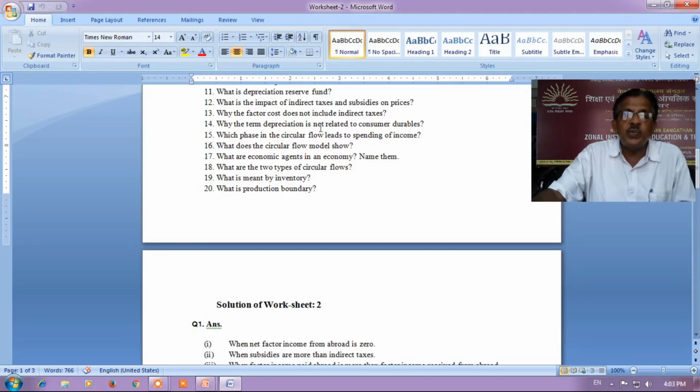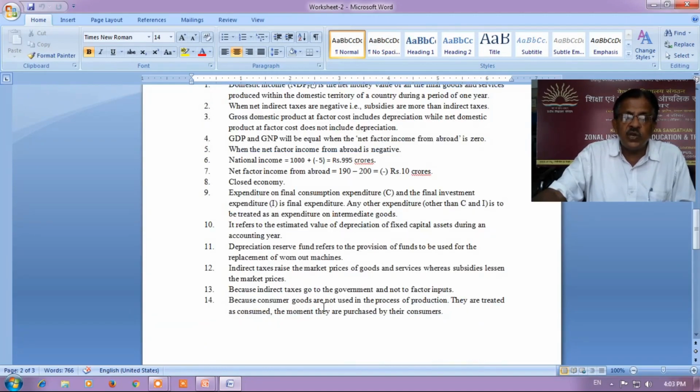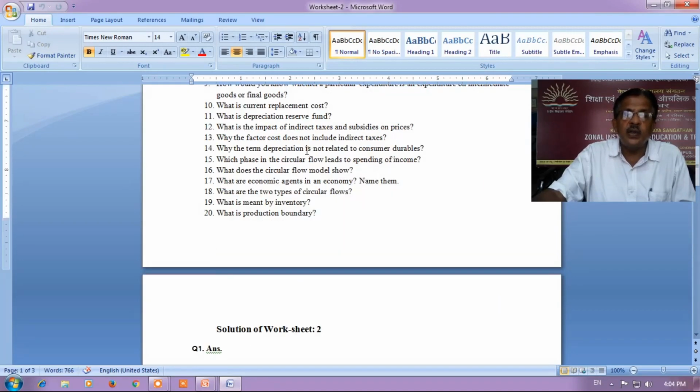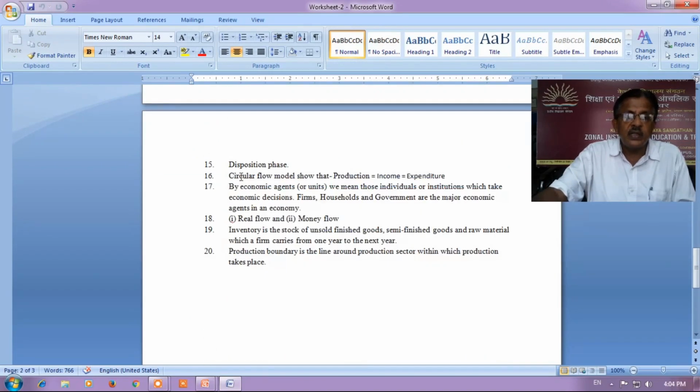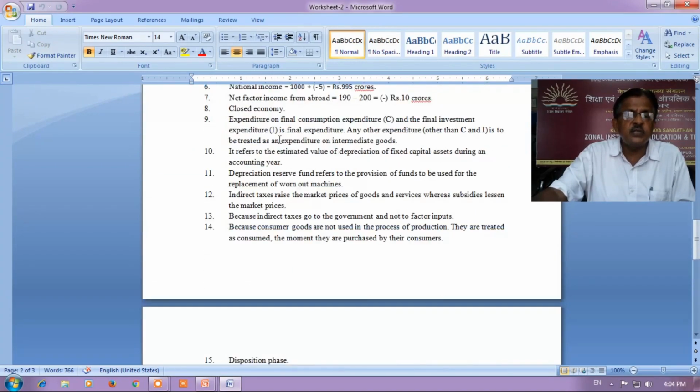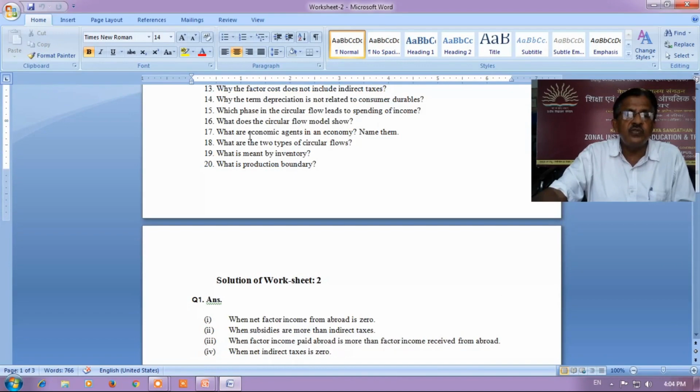Why is the term depreciation not related to consumer durables? Because consumer goods are not used in the process of production, because they are used for consumption. They are treated as consumed the moment they are purchased by their consumers. Number 15, which phase in the circular flow leads to spending of income? That is disposition phase. That is the expenditure phase, disposition phase.